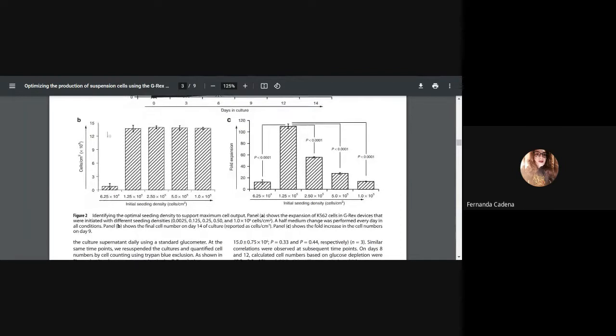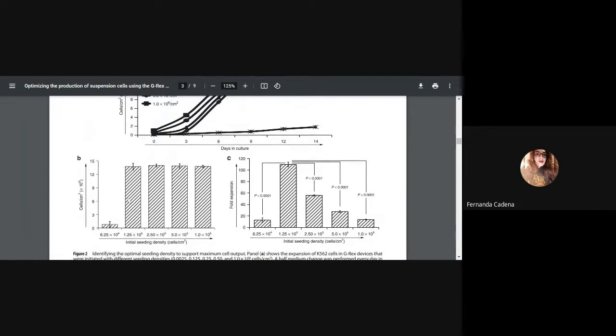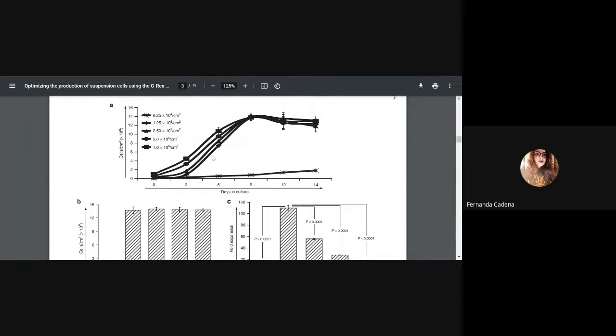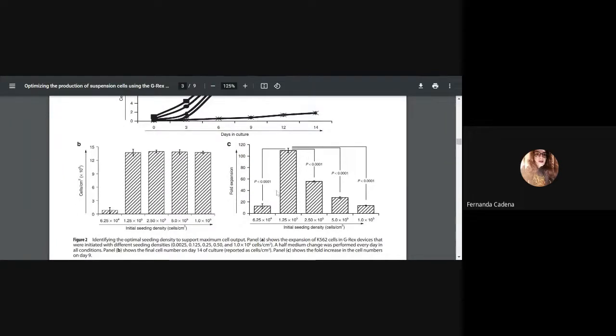So in the B graph, we can see that the final concentration of cells is always the same, comparing these four concentrations. But if we take into account that the starting cell density wasn't the same, we can see that it is more efficient to use the 1.25 compared to the 5 to have the same final concentration of cells, but using the smallest quantity of cells starting the experiment.